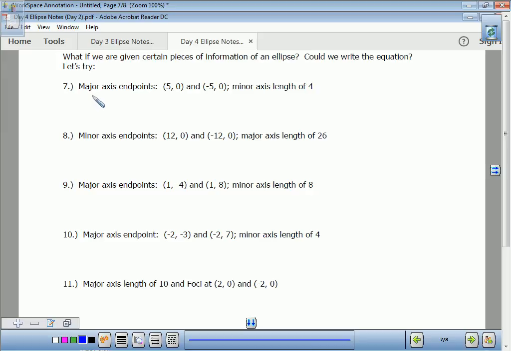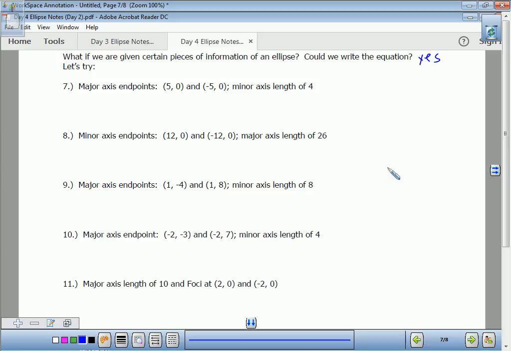All right, now this doesn't give us an equation, but it tells us to take the information we are given and come up with it. Could we write an equation? Yes. Let's do it. So for each one of these, you have been given enough information to write the equation for an ellipse.